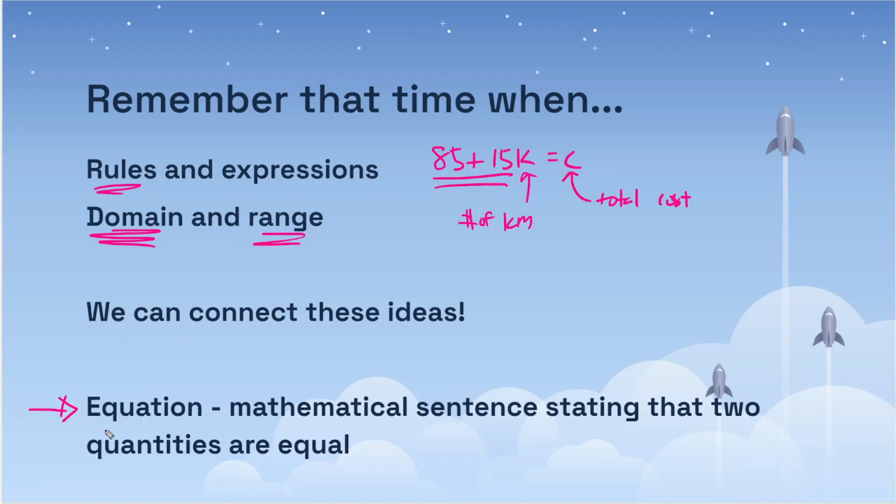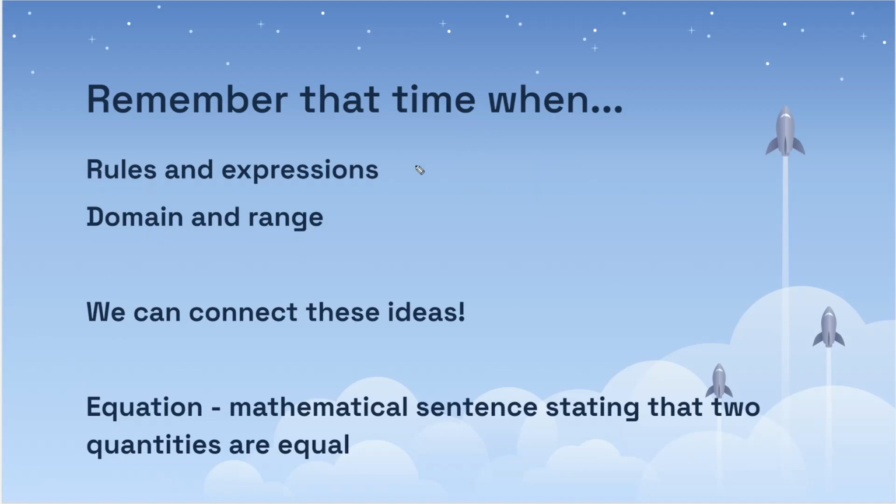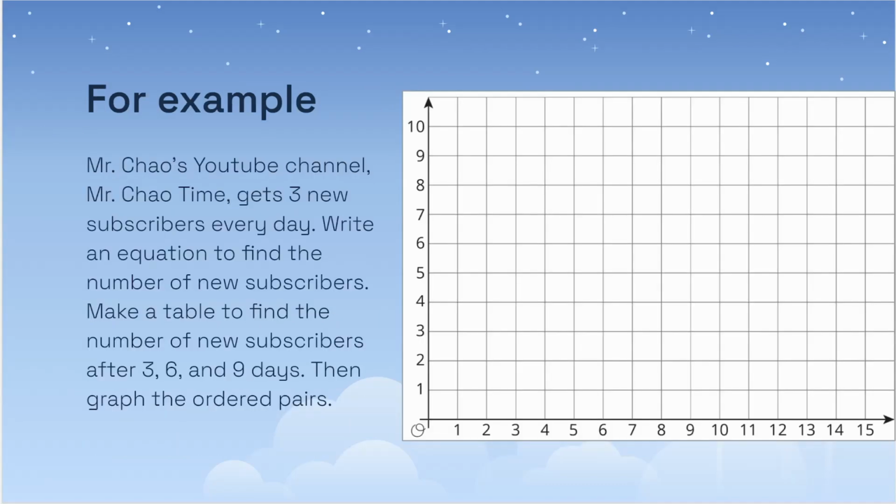We write an equation. That's a math sentence now. That doesn't just have the representation of what's happening, but it equals some other idea. And so an equation is a mathematical sentence stating that two quantities are equal, in this case, the left and right side of the equal sign. Let's take a look at an example.